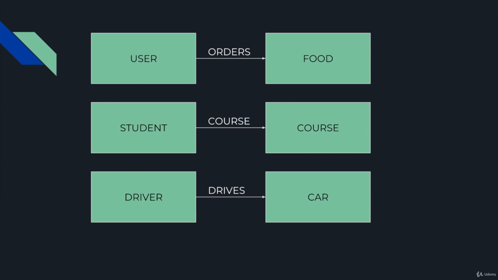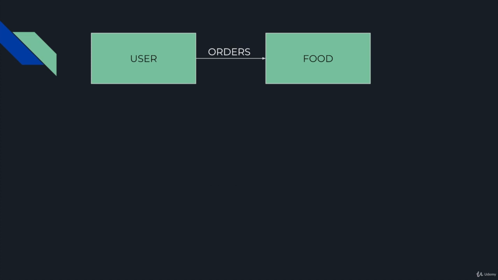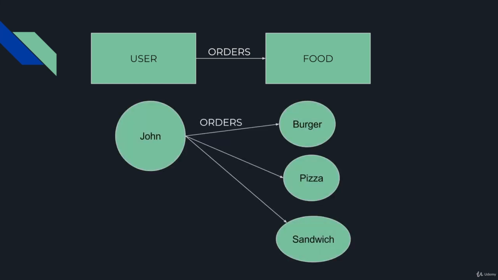So let's see how we can simulate these real world scenarios using classes and objects. We'll take the first scenario, which is the user orders the food. Now over here, user can be any user. Let's for an example take a user John. He can order different kinds of food, which is burger, pizza, or a sandwich.